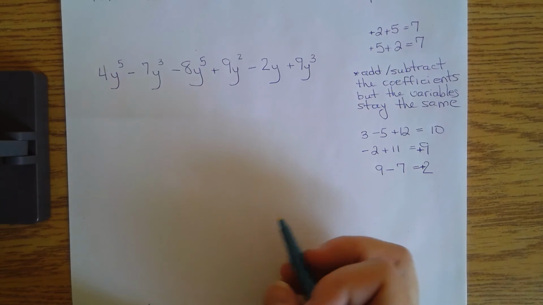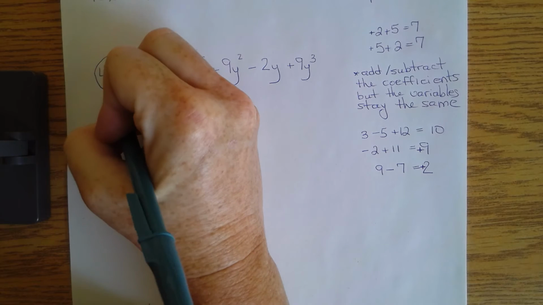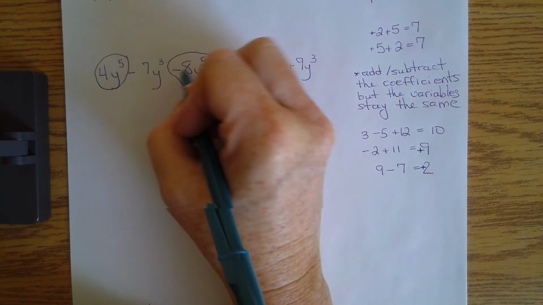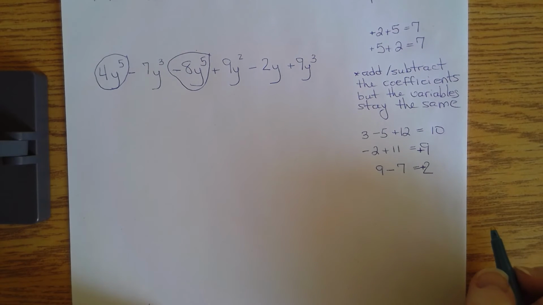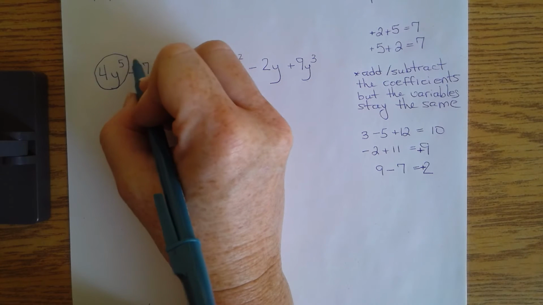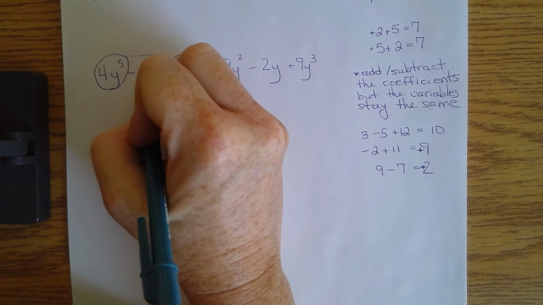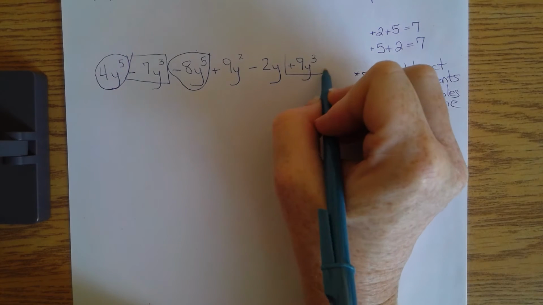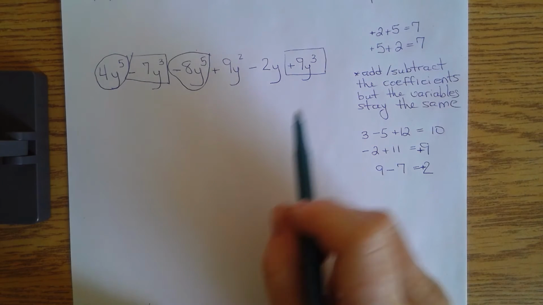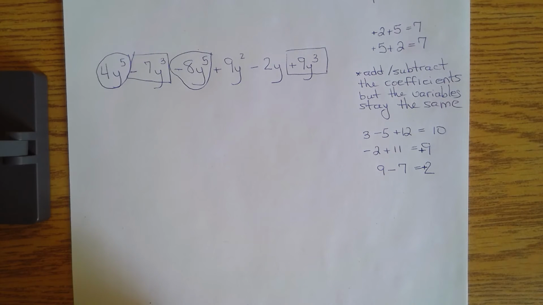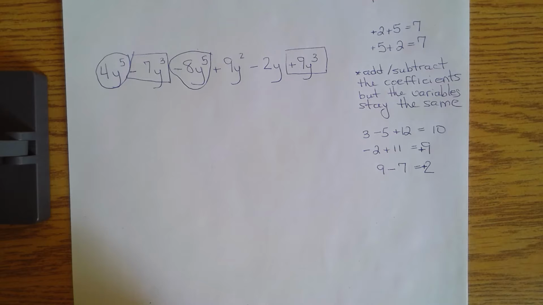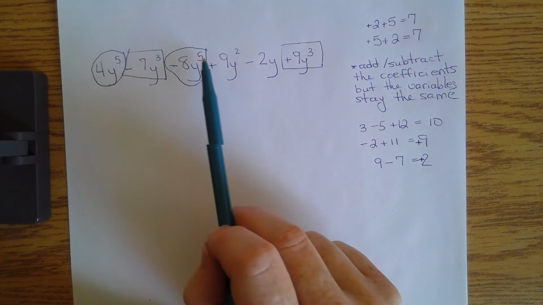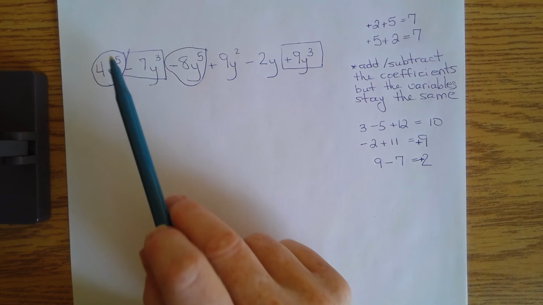So I take a look at my variables. Here I have a y to the 5th, and here I have another y to the 5th, and I've circled it with my signs. Then here I have a 7y cubed, right? So I'm going to take the sign. And here I have a 9y cubed. So these are like terms. And then these ones exist, but there's no other addition or subtraction that I'm going to have to do with those. So first I'm going to look for the highest power, so 5.